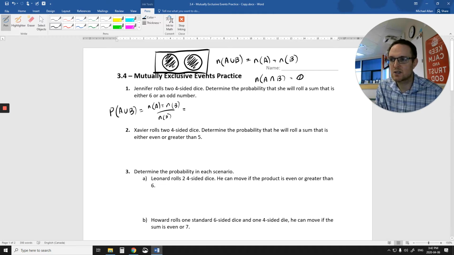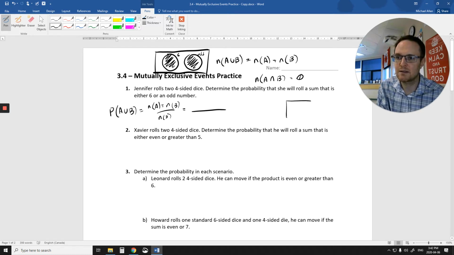So she rolls two four-sided dice. What's the probability that the sum is either six or an odd number? Because six is not an odd number, this is six here and these are odd over here. They're definitely mutually exclusive. So if it's a 4x4, again, remember, this is that little grid that we had here before.